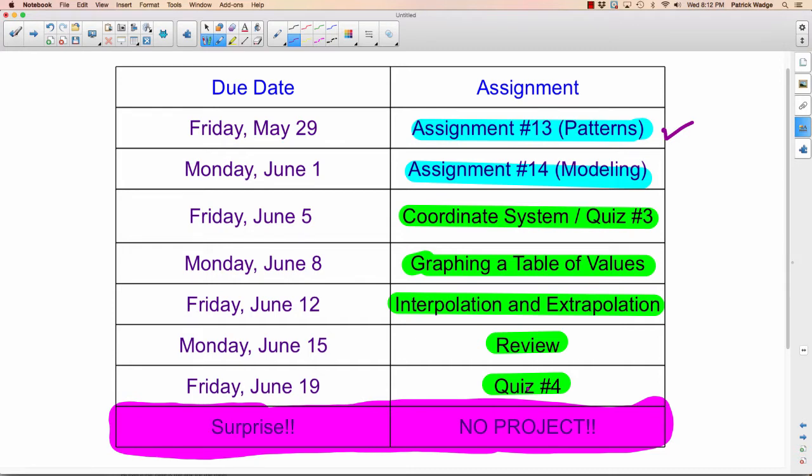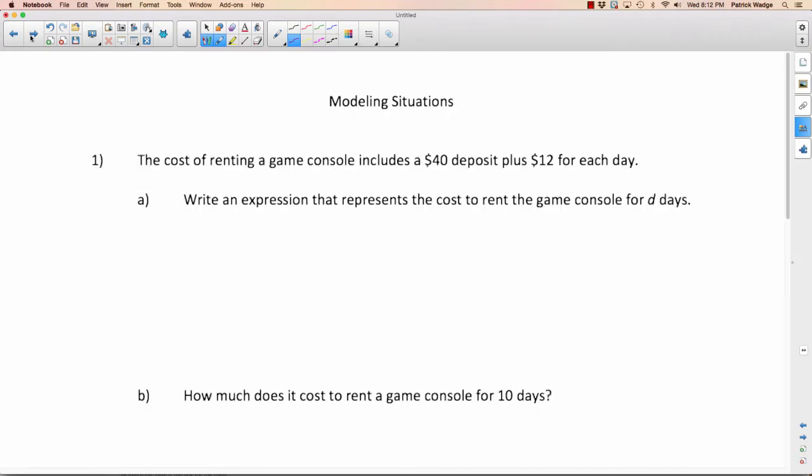Let's get to today's lesson, which is on modeling situations. I'll make these notes available to you in Teams. This is not the homework. This is the lesson, and then the homework will be in your workbook. So, just like the name suggests here, you're going to have some kind of real-world situations, and we're going to use relations, patterns, to figure out equations and how much things cost and stuff like that.